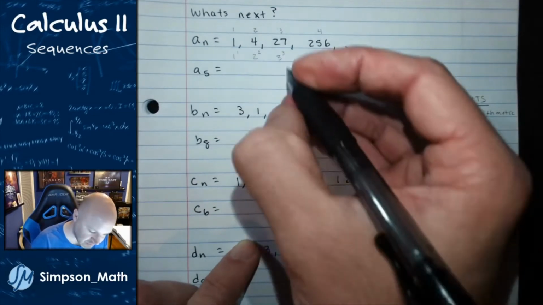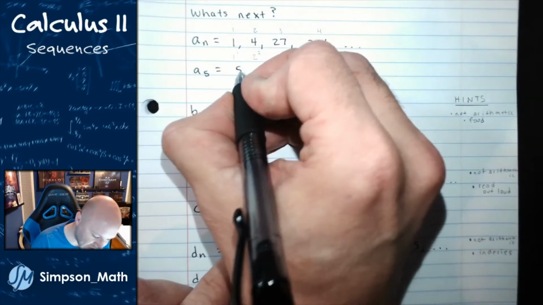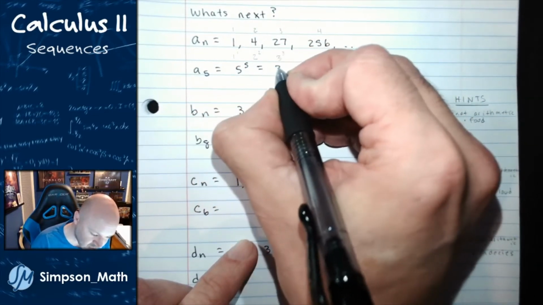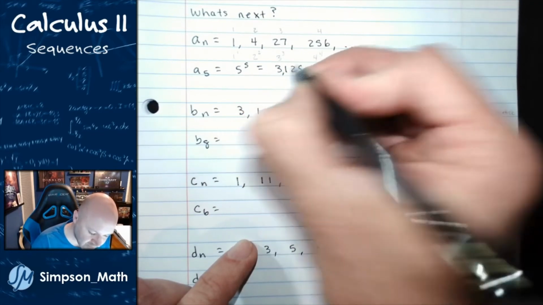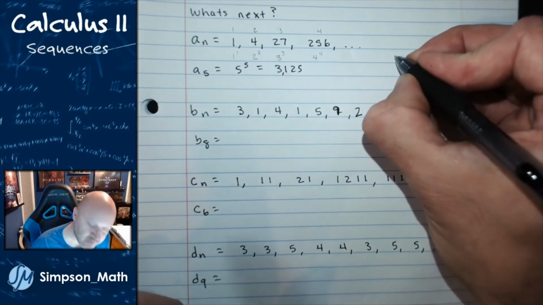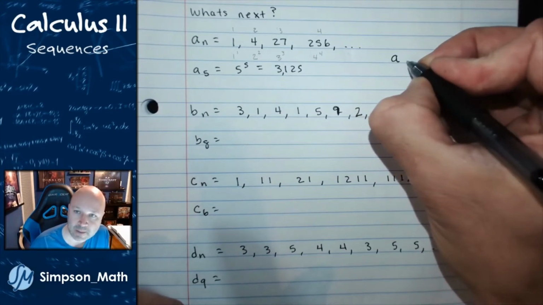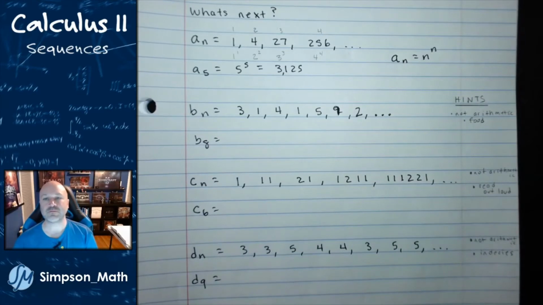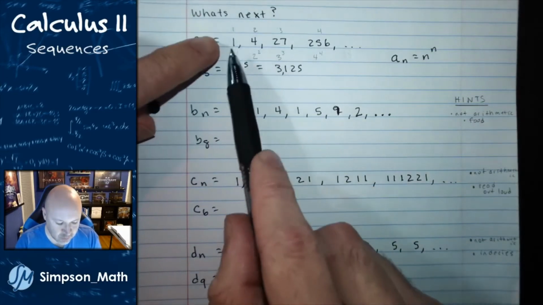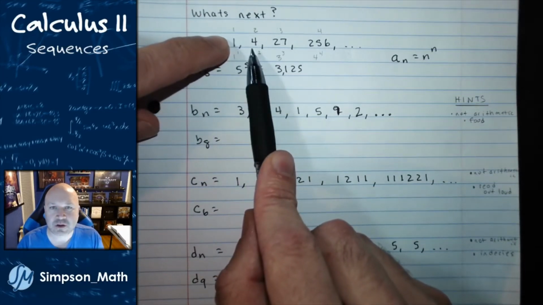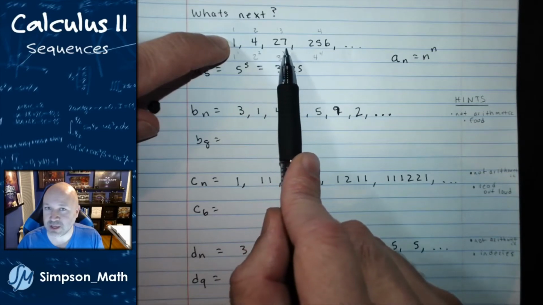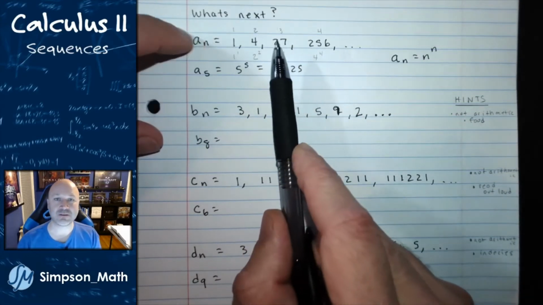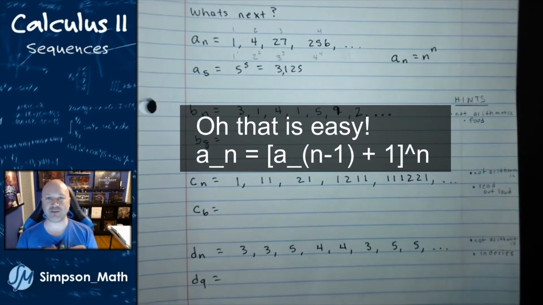So I'm just going to call this 5 to the fifth power, which is 3,125. So a closed form here, I didn't ask for it, but this was easy-ish. It's n to the n. You'd have to have some cleverness to get a recursive form, because you're not adding, you're not multiplying, you're doing something clever. I probably wouldn't ask you to find a recursive form there.